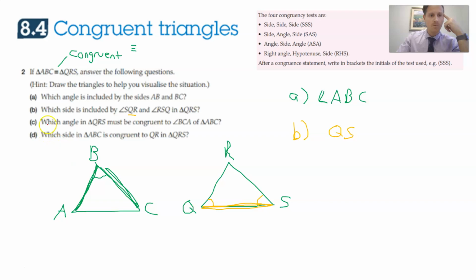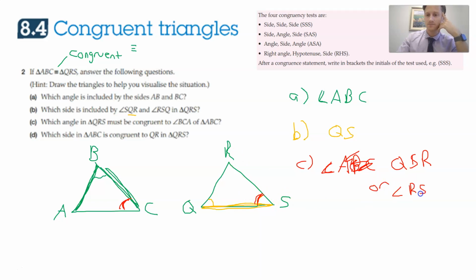Next one. Which angle in triangle QRS must be congruent to angle BCA of triangle ABC? Angle BCA is this one here. So the congruent angle in this triangle is going to be this one here. The answer is going to be angle, this symbol is really bad, oh sorry, whoops. That is the one, and that's the congruent one. Sorry. So that's going to be QS. I'll get there one day. Okay, angle QSR or angle RSQ. Either is correct.